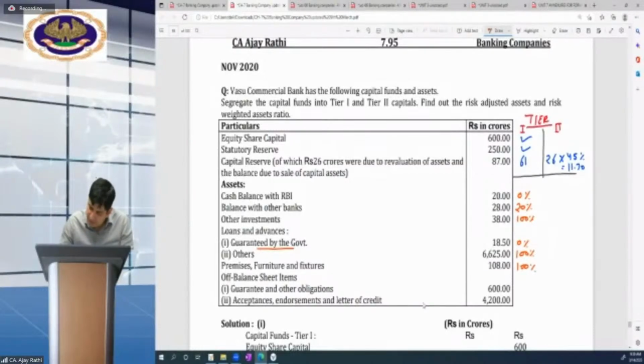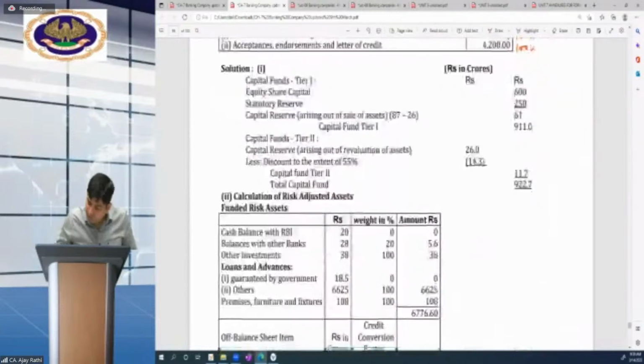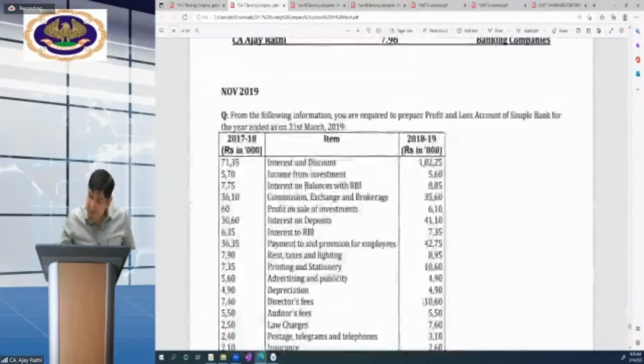Guarantee obligation, yes, 100% of balance sheet items. The same is the case with this. And in this way, you will find the RWA and you will solve the question. Sir, can we solve more question? Yes, beta, why not? After this, you will find again the same question.